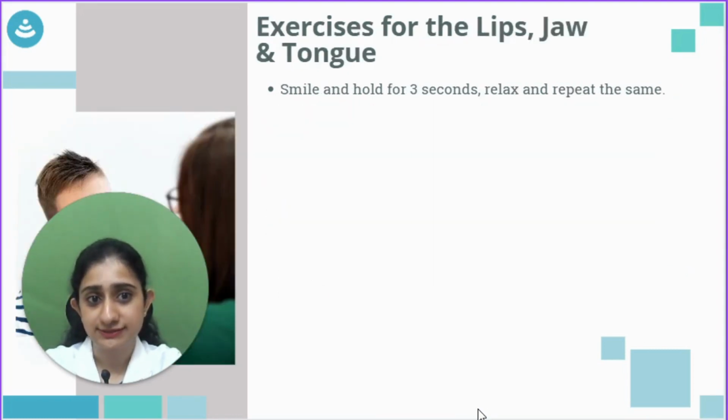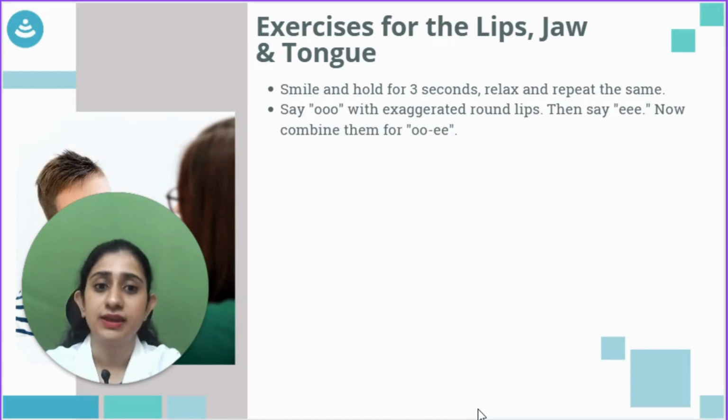Now here are the exercises for the lips, jaw, and tongue. First one is smile and hold for 3 seconds, relax and repeat the same. Like this. Say ooh with exaggerated round lips, then say e, and now combine them. Ooh, e, ooh, e.